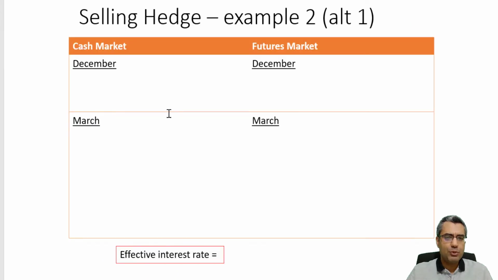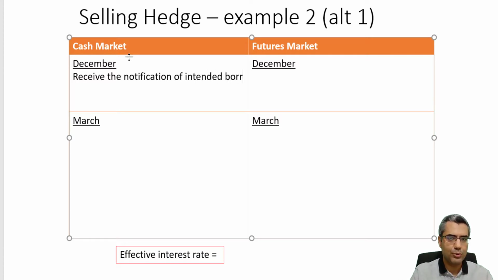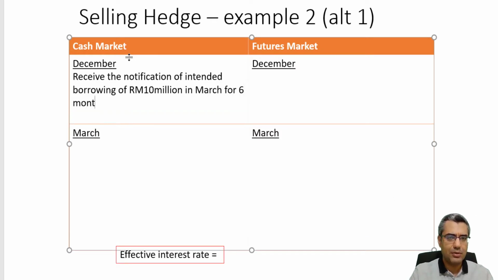So the information has been given to you. Now let's complete the table. Again, this table has 2 columns, 2 rows, like what we discussed already. The first column is the cash market or underlying asset market. The second column is the futures market. So in December, you receive the notification of intended borrowing of 10 million ringgit in March for a 6 month period.